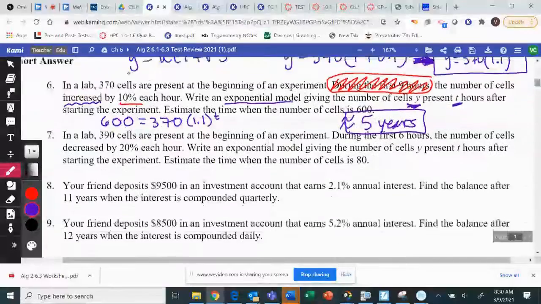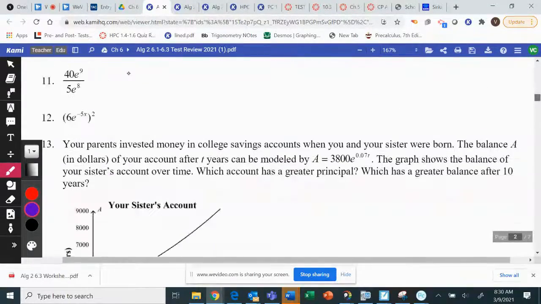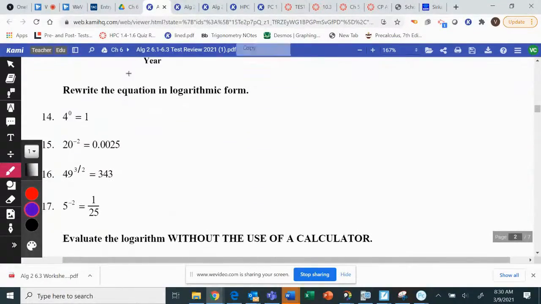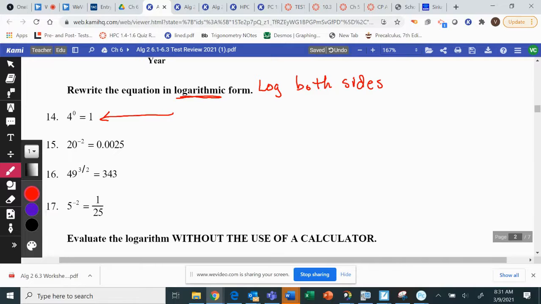All right, so those are all similar in style. Let's go down here. If you have to rewrite an equation in logarithmic form, I'm on like 14, 15, 16, 17. And I'll just do 14 with you. If you have to rewrite an equation in logarithmic form, you're going to log both sides. That's what it's asking you to do. Log both sides. So I look at number 14 and I ask, what is the base?